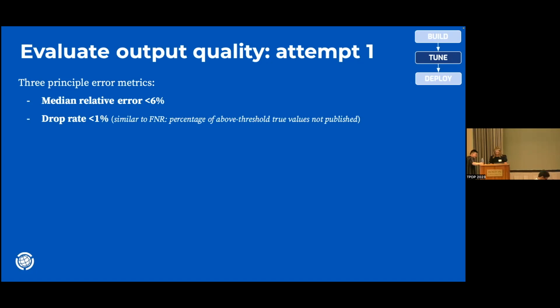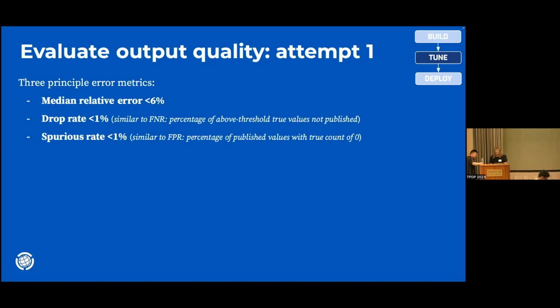So let's look at these metrics that we're considering. First, we're shooting for a median relative error of under 6%. Median relative error is just if you compare the true distribution and the noisy distribution, and you look at the median of that, what is the relative error there? Secondly, we're looking at something that I call drop rate, which I think of as similar almost to a false negative rate. It's the percentage of above threshold values in the true distribution that have negative noise added to them and then fall below our threshold and are not published. So it's like data that should have been published in a perfect world, but was inadvertently dropped.